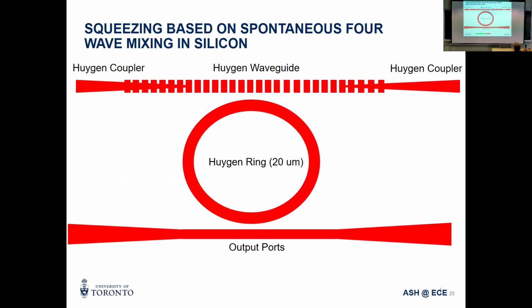So the design of this ring is where, to get squeezing, spontaneous four-wave mixing is the nonlinear process that we're going to get our squeezing from. You couple light in using a special Huygens coupler, because you need to excite these modes that we've engineered. It's a very specific Huygens mode of the silicon Huygens dielectric scatterers, into the Huygens waveguide, and then that couples into our Huygens ring, where we get our squeezing that we can control, and then we get the squeezed modes through the output ports that are shown here.